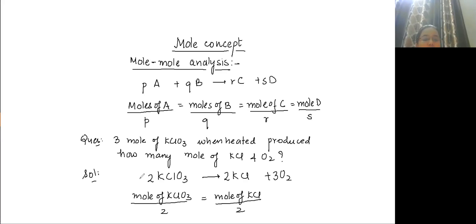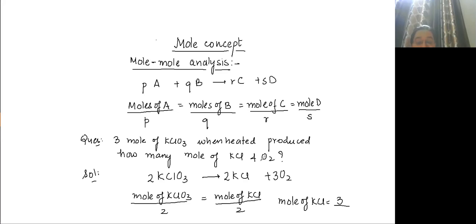Now what are the moles of KClO3 that is given in the question? 3 moles. So 2 and 2 will be cancelled. So what is moles of KCl that will be formed? Moles of KCl formed is 3.